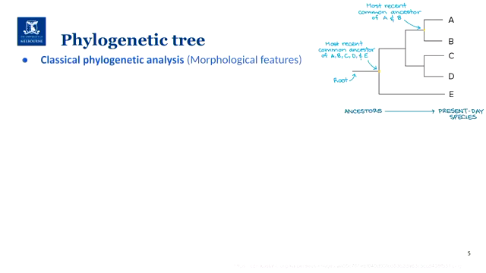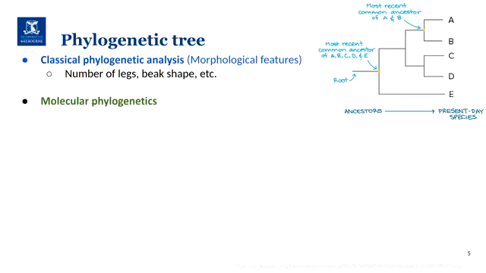So a phylogenetic tree and classical phylogenetic analysis was based on morphological features. When you think about Darwin going to the Galapagos and identifying similarities between birds, he was looking at, for instance, beak shapes and tried to group similar organisms together based on those morphological features.